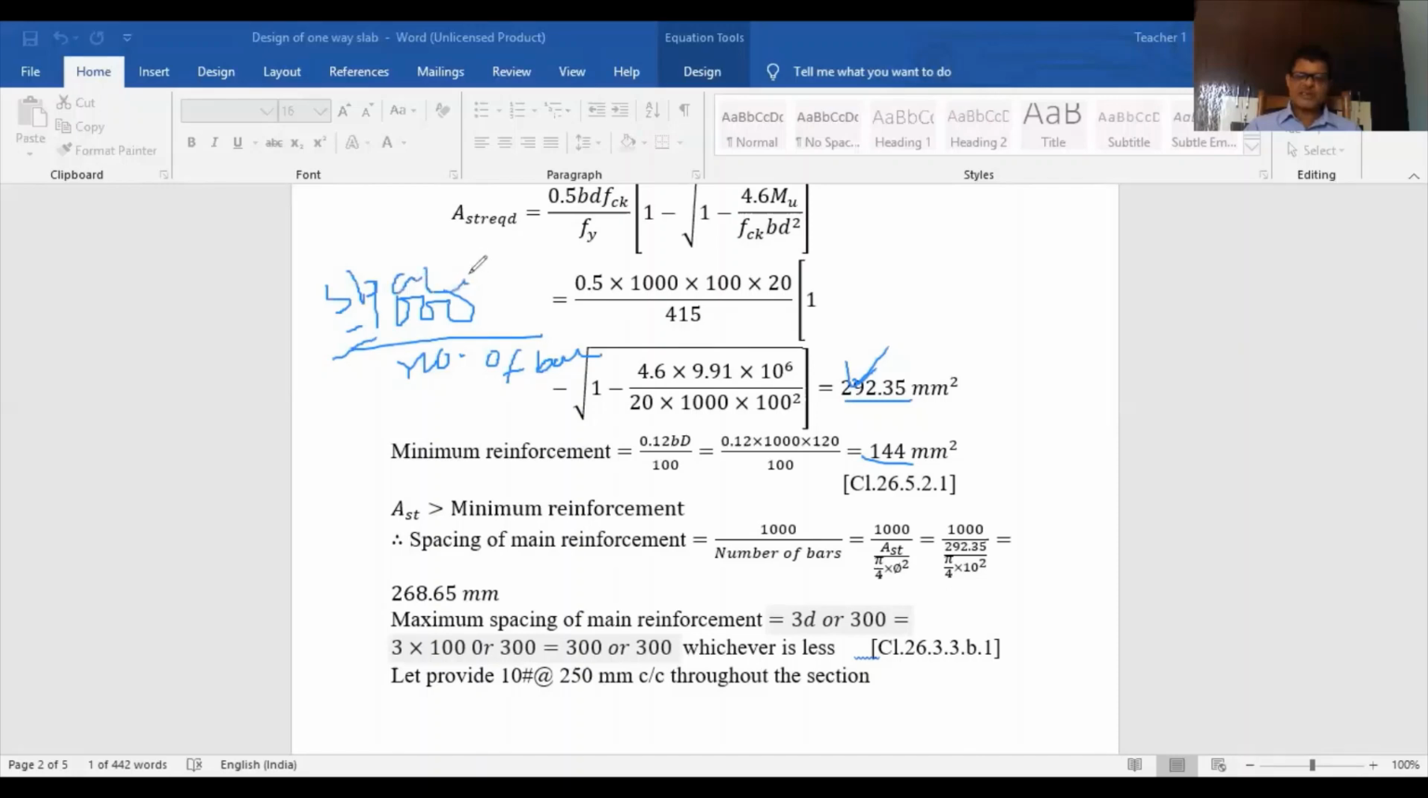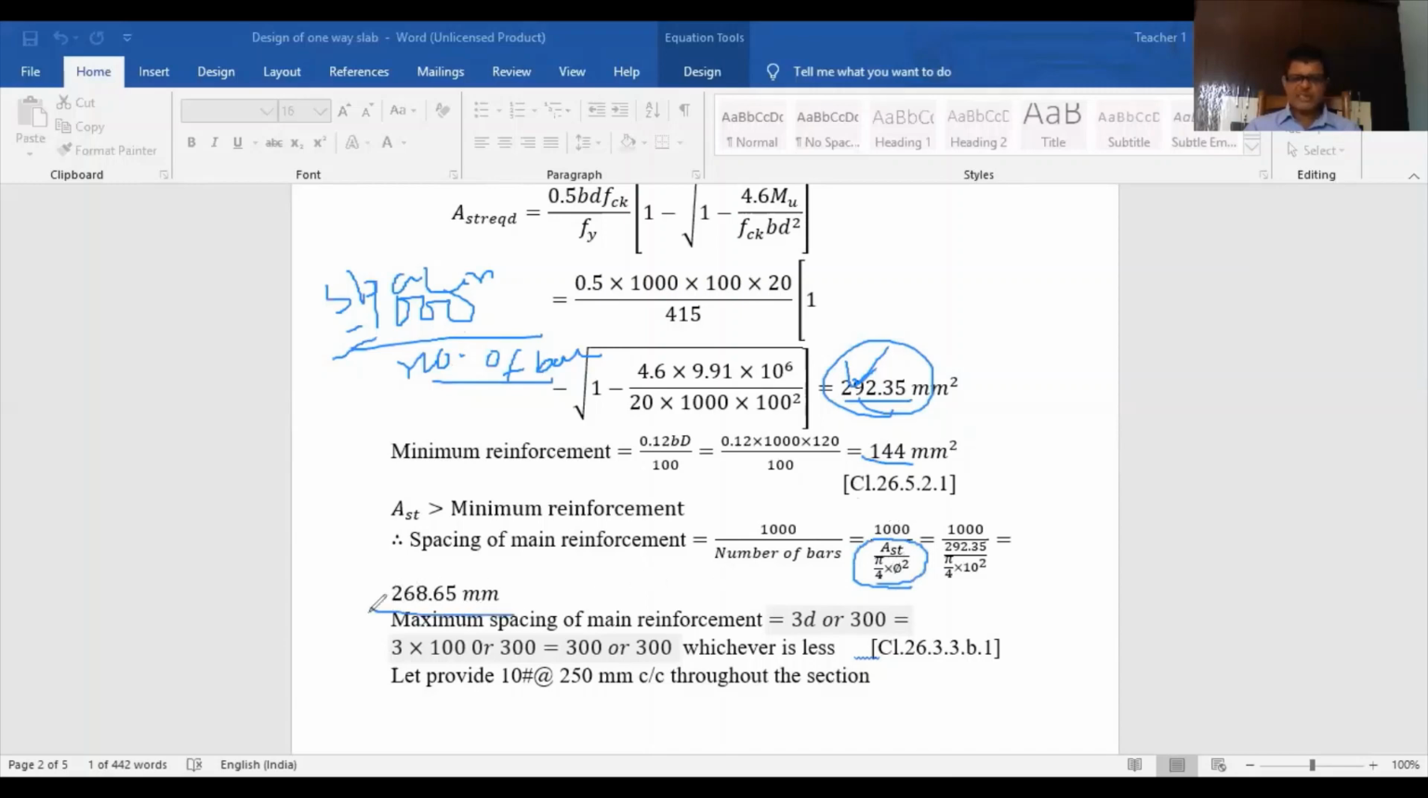So what is the number of bars? The number of bars is equal to the area of steel divided by pi by 4 d square, the area of 1 bar. So the total area required divided by the area of 1 bar will give the number of bars. Then 1000 divided by the number of bars gives the spacing.